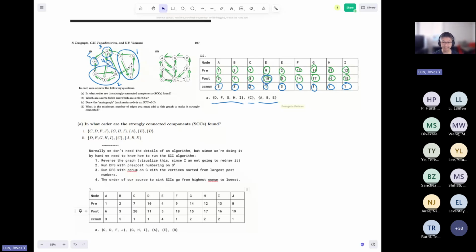And then yes, the second part of that, the second DFS, is important to run in the right order based on the post number. The first DFS doesn't matter. The first DFS can run from any vertex and it'll still just work.